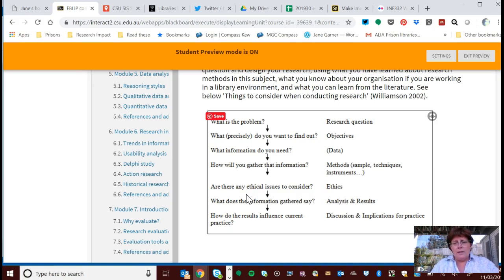If you're doing ethics and you're working for, say, a local council, there might be their own ethics arrangements that you have to go through with your council.